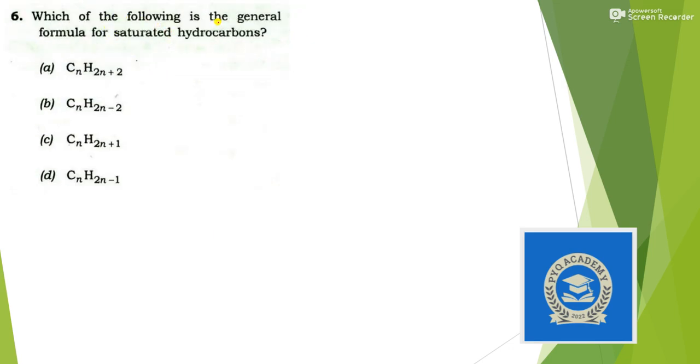Which one of the following is the general formula of saturated hydrocarbon? Okay, so there are two types of hydrocarbons. One is saturated and another is unsaturated. Just know simply that saturated hydrocarbons are those in which only single bonds are present, and in unsaturated ones double and triple bonds are present. So let's take an example of single bond. Okay, this is a saturated compound.